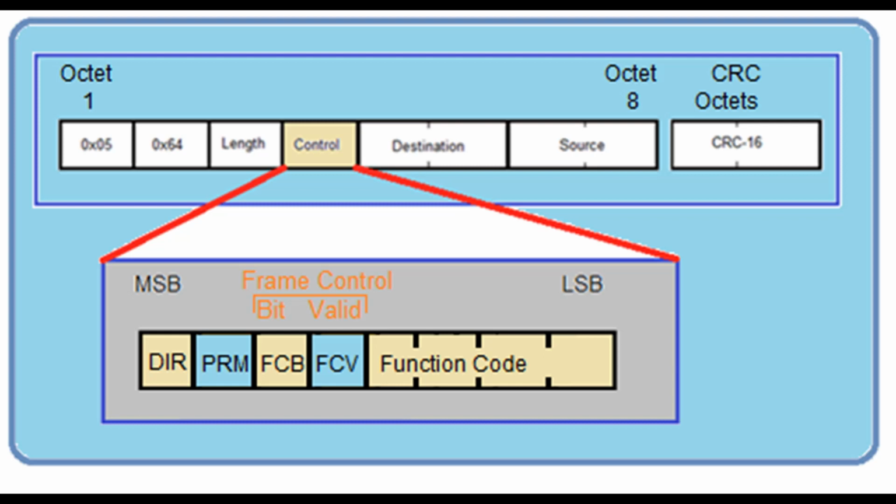Function code is, as you may have guessed, the data link function code. There is a different meaning to the function code field depending on whether the primary PRM bit is set or not. Do not confuse PRM or primary with DIR or direction. Both the master and outstation can send primary messages. In fact, almost all messages sent are primary.